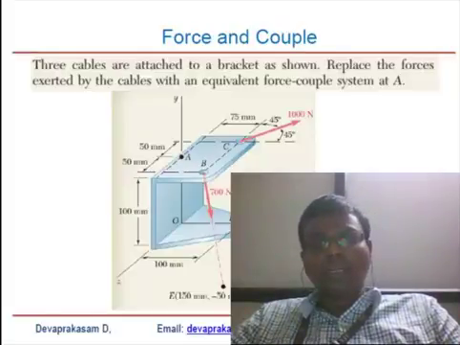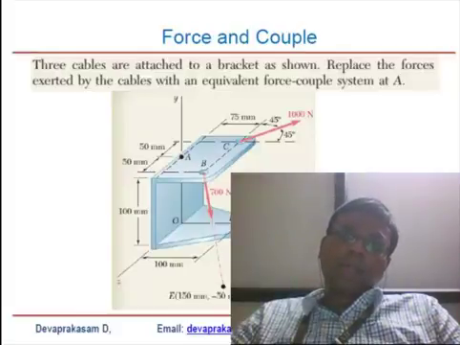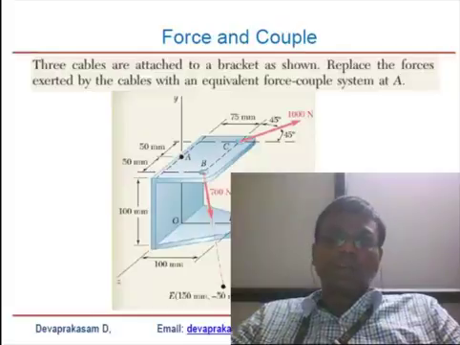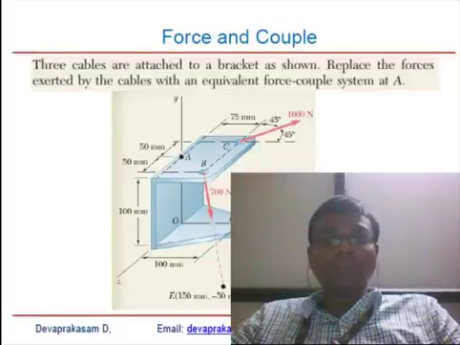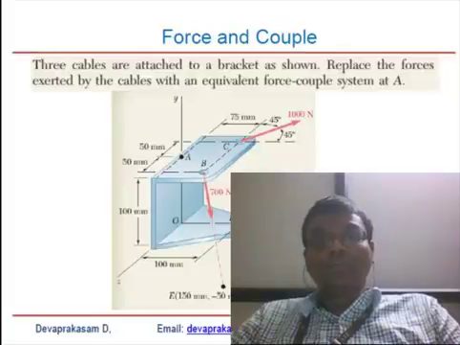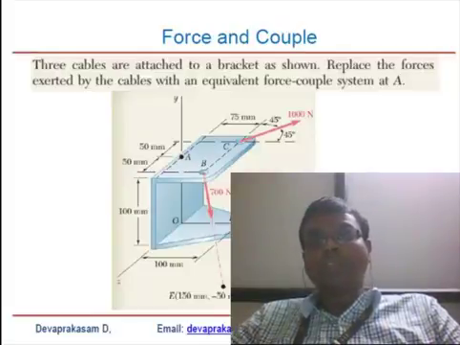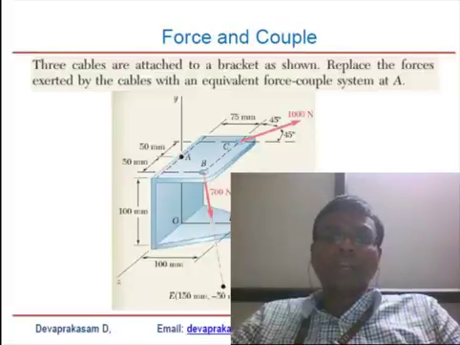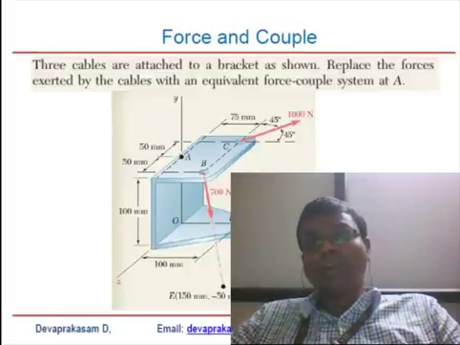At B 700 Newton acts. At D 1200 Newton acts. So there are position vectors. Positions are given. So from that we can estimate the unit vector and project that unit vector onto the force scale magnitude, and then finally we will get all the x, y, z direction components. From that we can set an equilibrium condition.